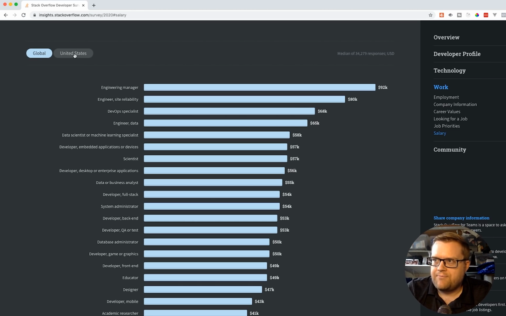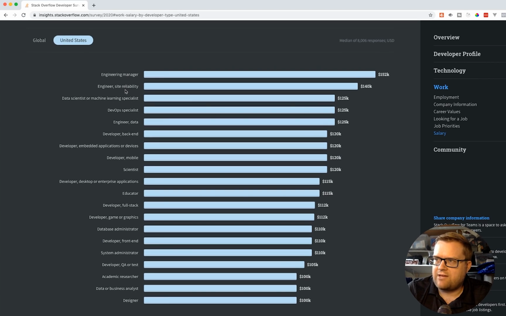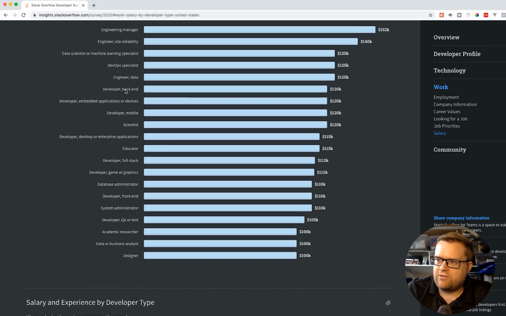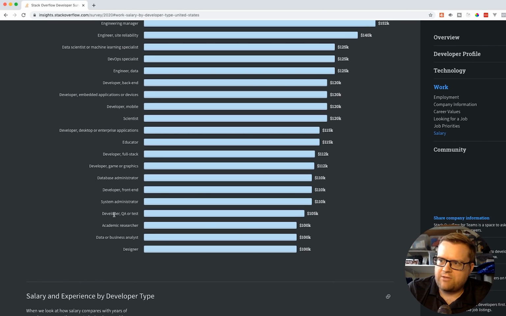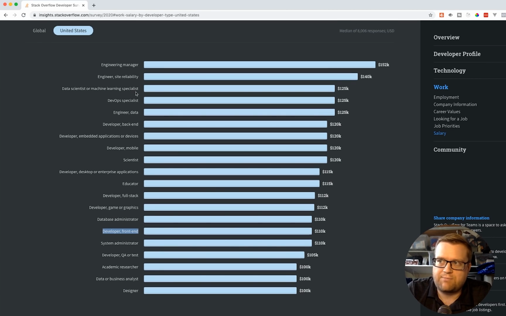You can see here, like engineering manager, $150,000, site reliability, $140,000, data science, DevOps. So those get paid the most. The worst paid are probably the designers. Usually the front end doesn't get paid as much. So if you're just a front end dev and you want the most amount of money, it probably behooves you to specialize or become a manager or become a DevOps specialist. You usually get paid a lot more.